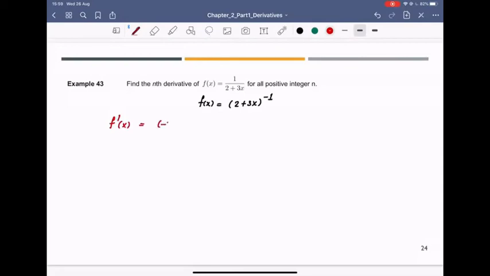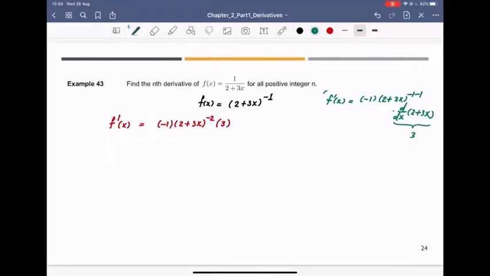So you're going to get negative 1 times (2 plus 3x) raised to the negative 2, because negative 1 minus 1 is negative 2. And then you have to differentiate the inner function, which is going to be 3. Sounds good? For those of you who cannot follow me, I do negative 1, (2 plus 3x) to the negative 1 minus 1, and then I attach d by dx of 2 plus 3x, because I have to differentiate the inner function, and I get 3.